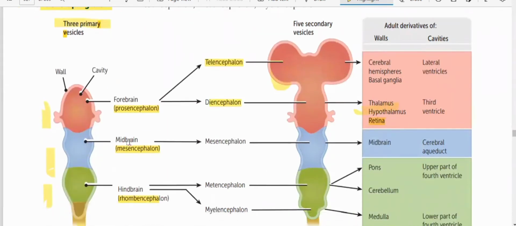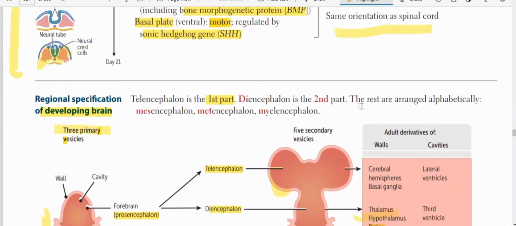The most important is the midbrain. The midbrain only forms the mesencephalon. And after it is the hindbrain, which mainly consists of the metencephalon and the myelencephalon. If you remember, these are arranged as the mesencephalon, metencephalon, then the myelencephalon.